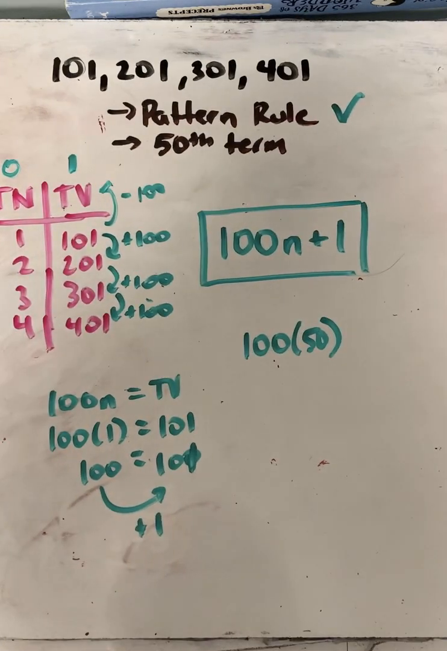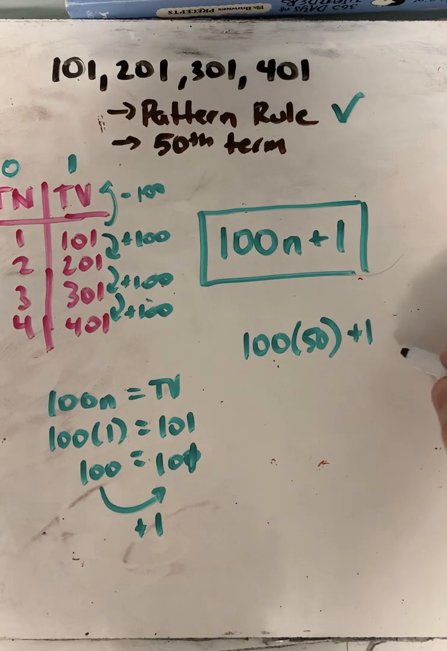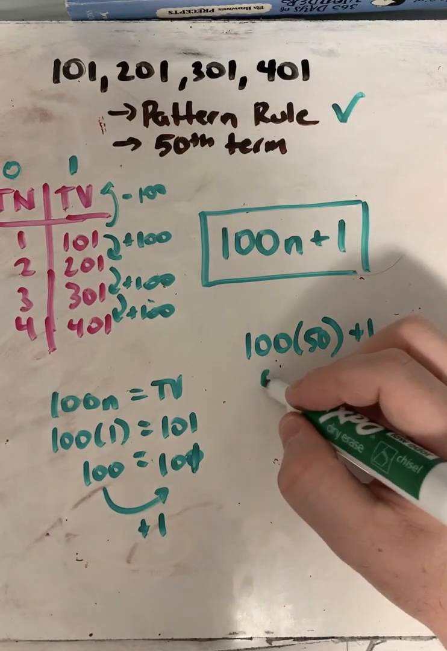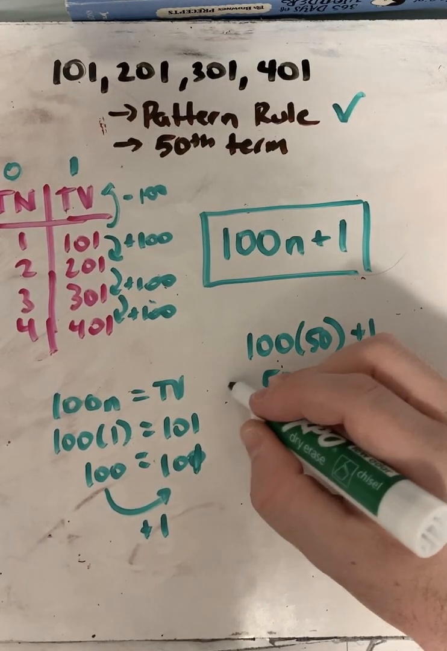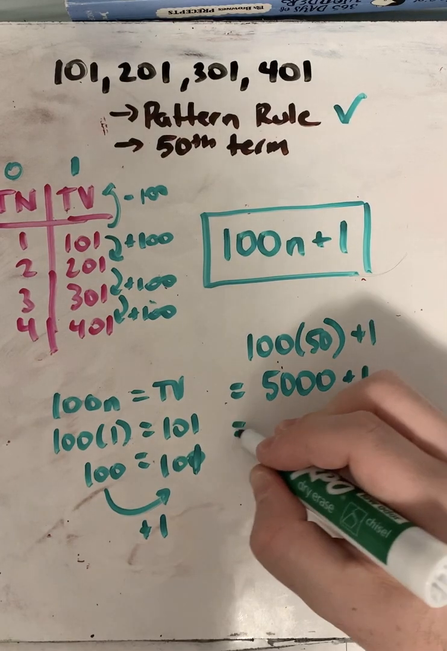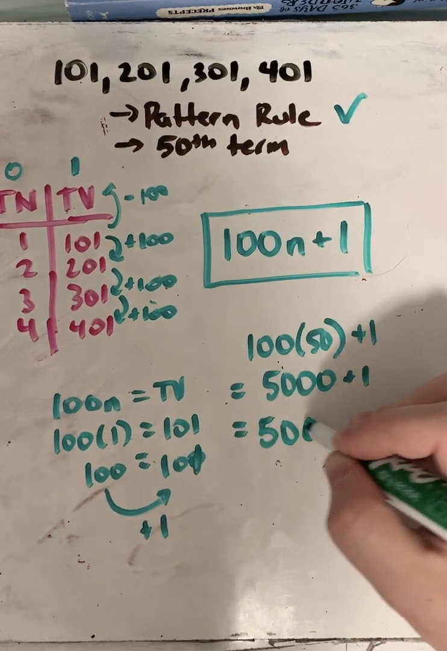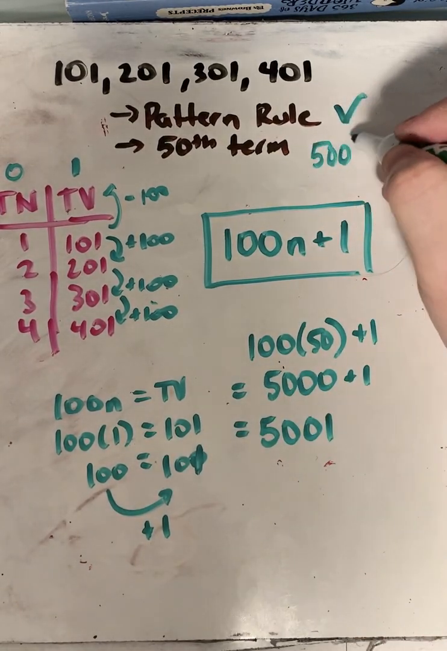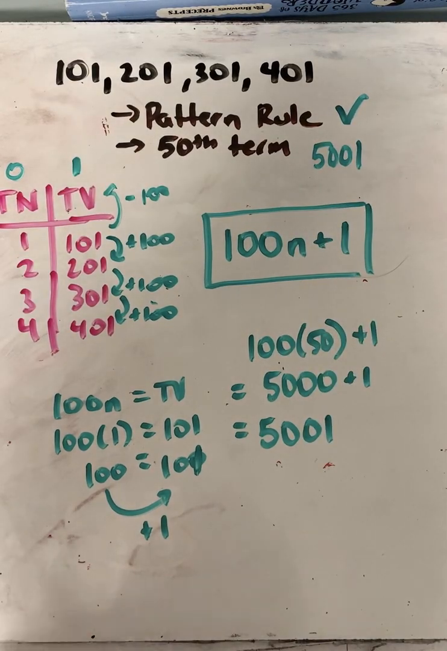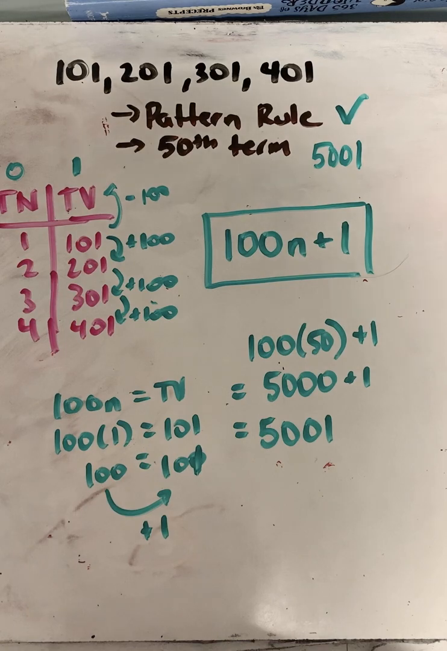The n gets represented by the new term, plus 1. 100 times 50 is 5,000, plus 1. So the 50th term would have been 5,001. Okay, hopefully you got that. If you didn't, take a look at the steps that we did here to see if you can get that.